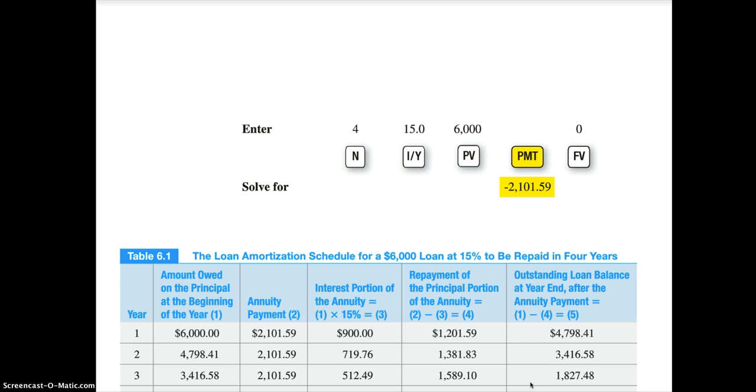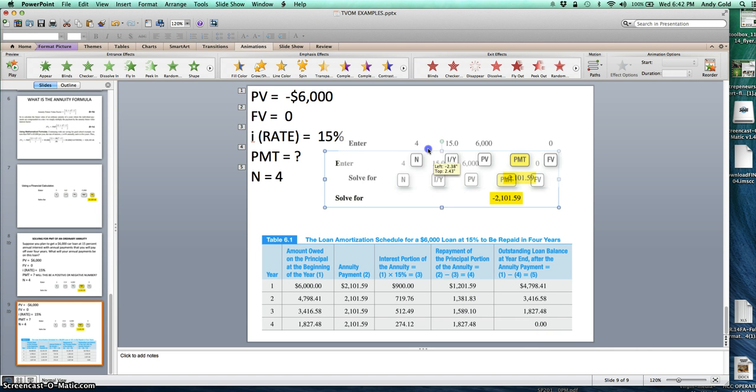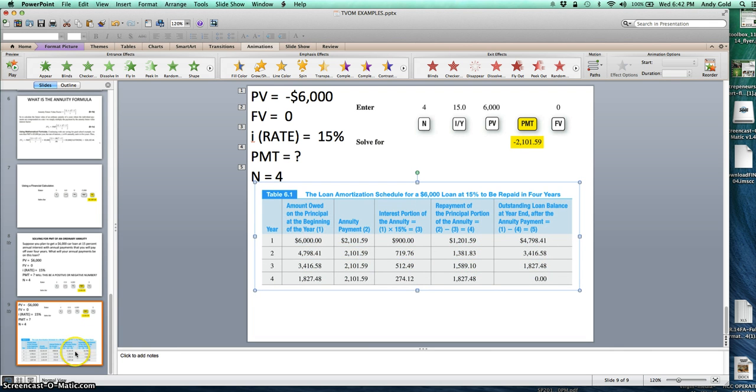As you work through, and I'm just going to correct this slide so we can see it a little bit better. Let me just raise this up and then raise that up so we can see it better.